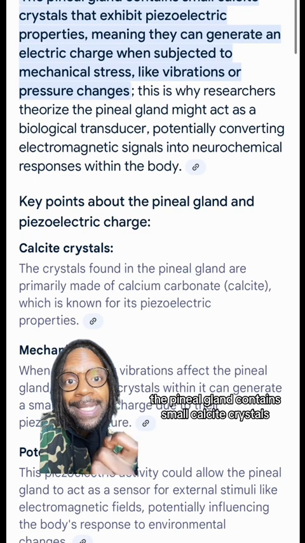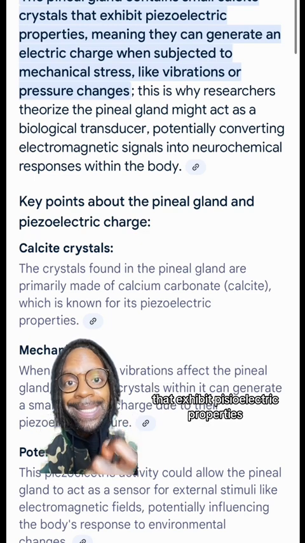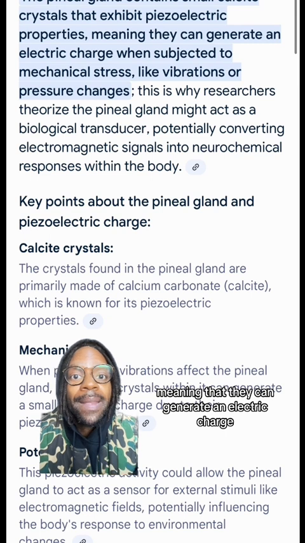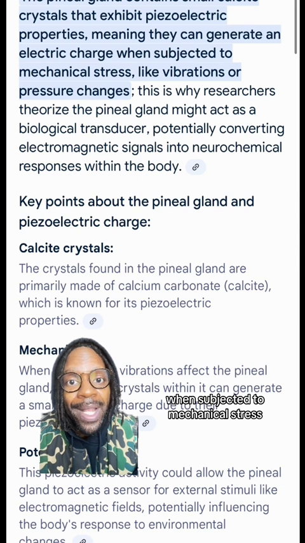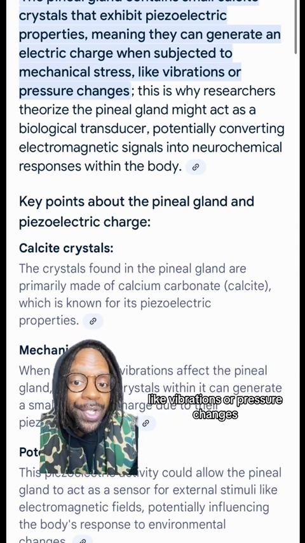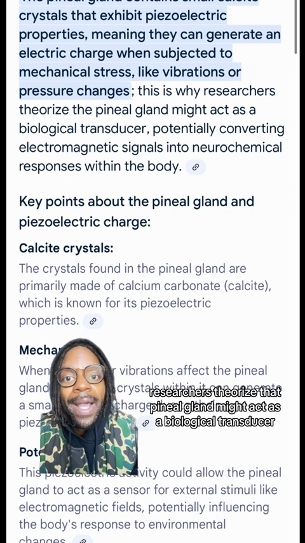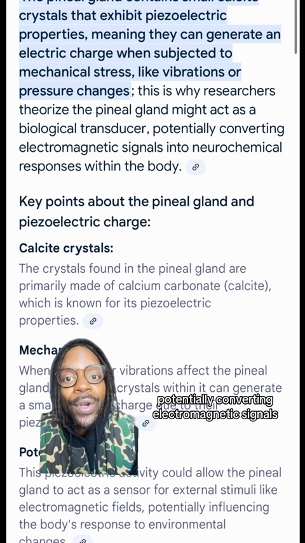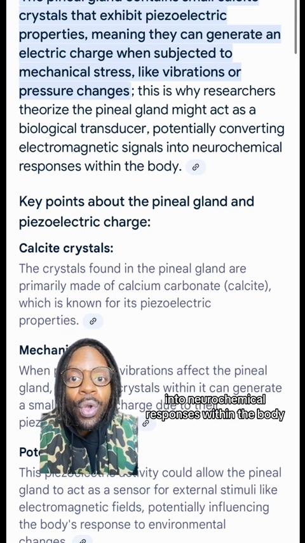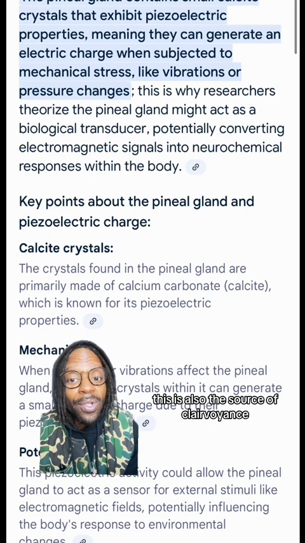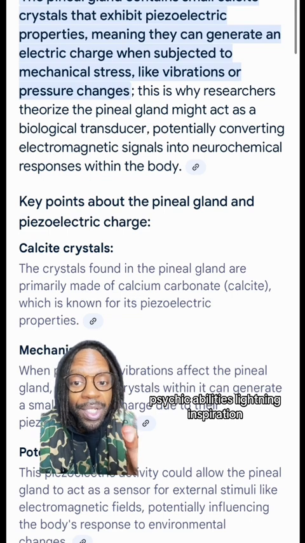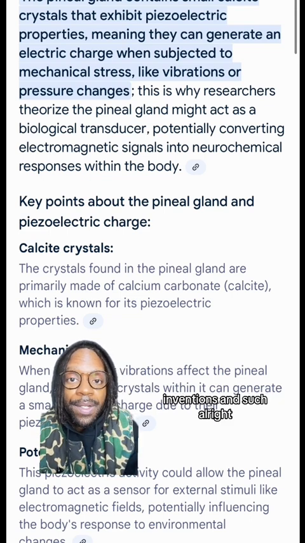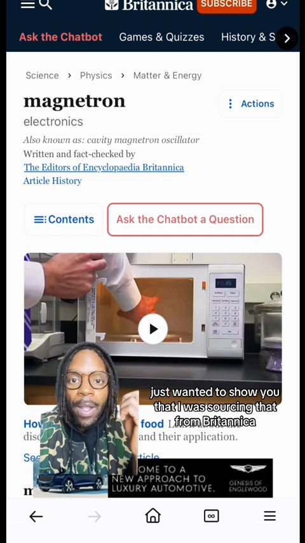The pineal gland contains small calcite crystals that exhibit piezoelectric properties, meaning that they can generate an electric charge when subjected to mechanical stress like vibrations or pressure changes. This is why researchers theorize that the pineal gland might act as a biological transducer, potentially converting electromagnetic signals into neurochemical responses within the body. This is also the source of clairvoyance, psychic abilities, lightning inspiration, inventions, and such. All right, just wanted to show you that I was sourcing that from Britannica.